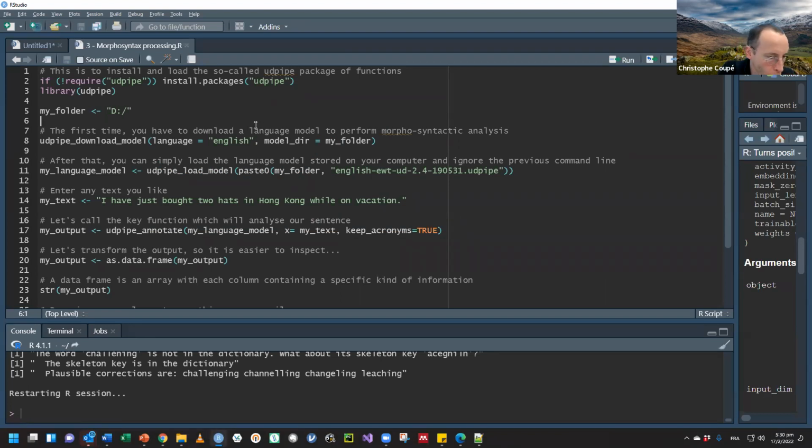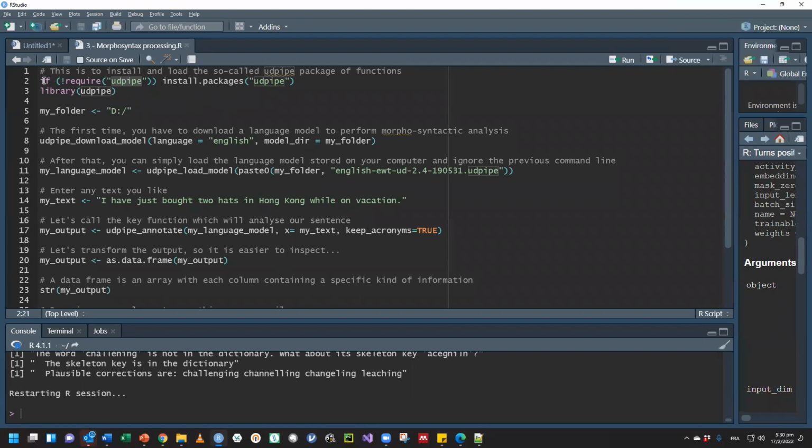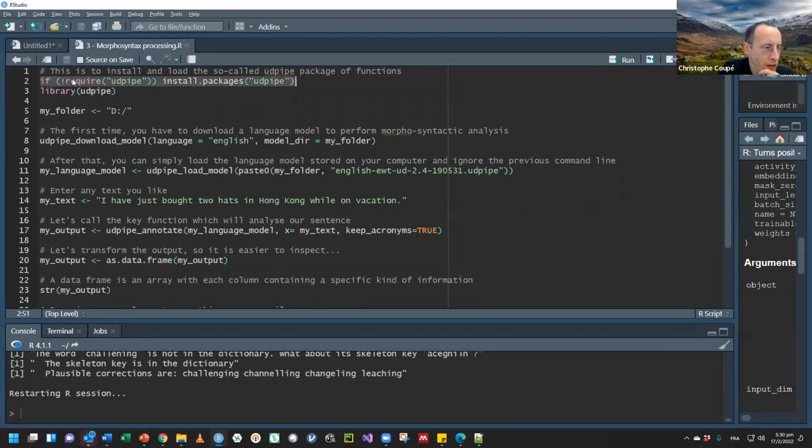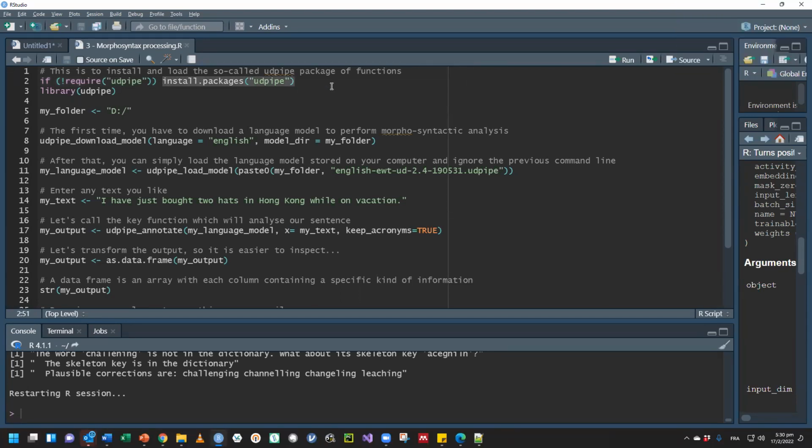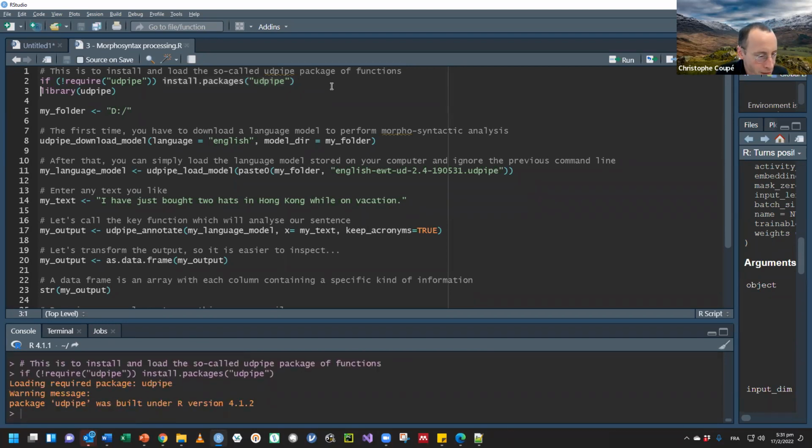I've written a small piece of code and you can find it in the Google Drive: 3 morphosyntax processing.r. What you need to do to make this work is to use one package, which we call UDPipe. So what I wrote here is that if you don't have UDPipe already installed on your computer, install the package. If you execute this line in RStudio, you will install UDPipe on your computer. In my case, it's already here because I've installed it already.